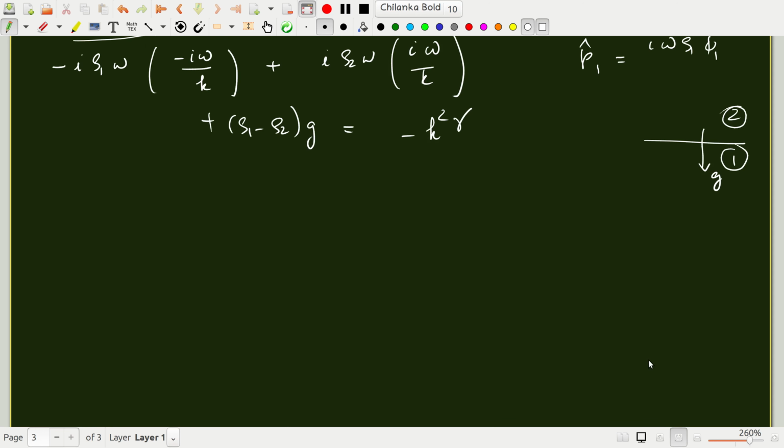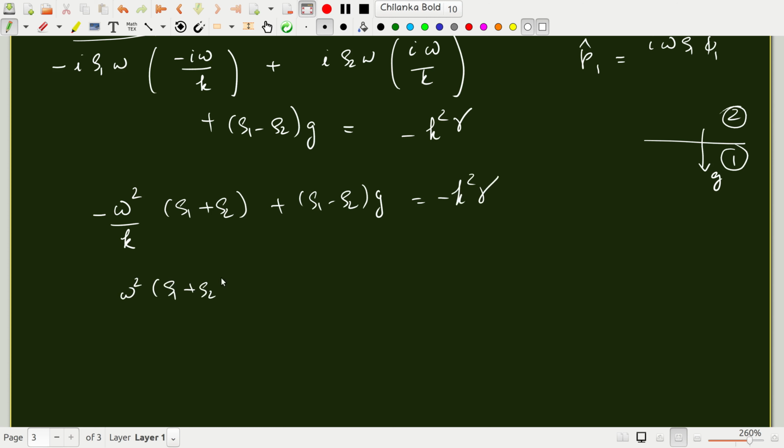Okay, now once you do this, I'll get minus omega squared by k times (rho 1 plus rho 2), I'm just simplifying this expression, plus (rho 1 minus rho 2) g is equal to minus k squared gamma, or omega squared (rho 1 plus rho 2) minus (rho 1 minus rho 2) gk plus k cubed gamma is 0.